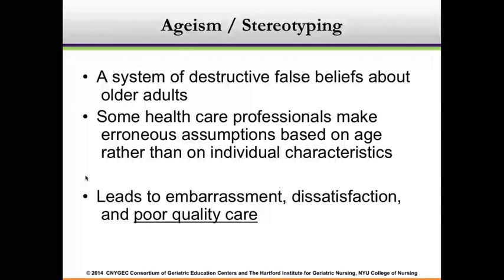And stereotyping really can lead to embarrassment, dissatisfaction, and poor quality care. So we're not talking about issues that are peripheral to healthcare. They really are central to healthcare.